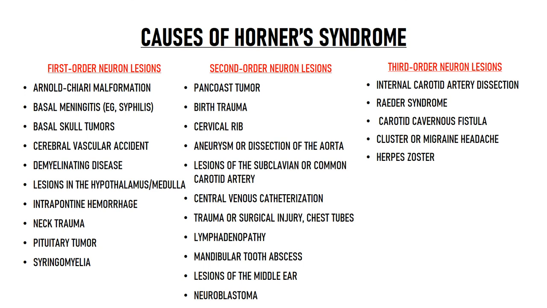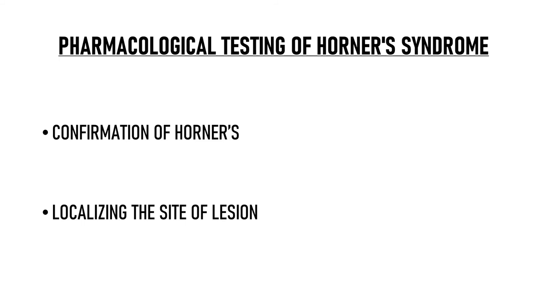In doubtful cases, especially when findings are subtle or inconsistent, pharmacological testing can be performed to confirm the diagnosis of Horner syndrome. Though quite frankly, in today's scenario, pharmacological testing is more of a theoretical thing. We don't really do it because either the drops are unavailable or they are expensive or sometimes it gives false negative results. But from the exam point of view, pharmacological testing is important for you to know. Pharmacological evaluation serves two purposes. First, it confirms the diagnosis of Horner syndrome. Second, it can help us in localizing the site of the lesion.